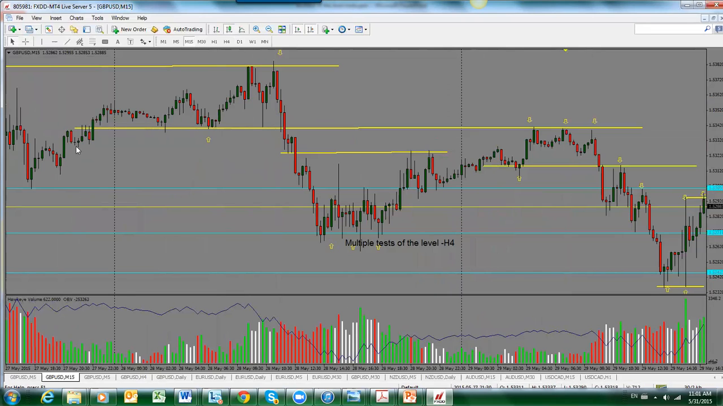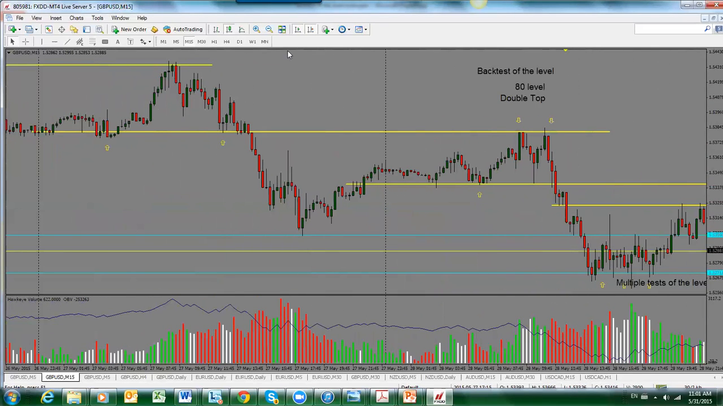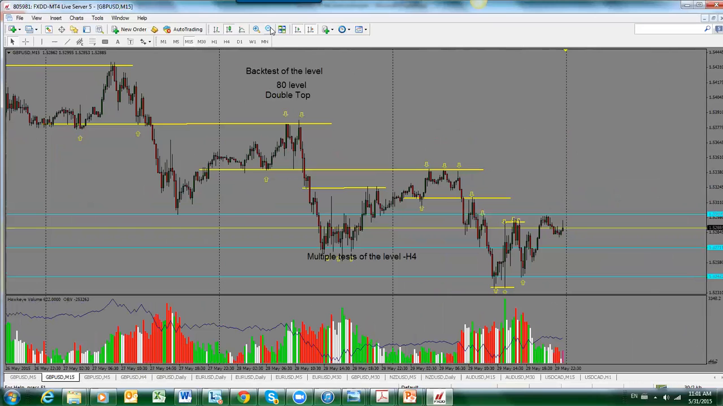So let's look at this. See, price was going up here. Sorry, let's actually pull back to see what's really going on. Okay, so I have marked an 80 level. Let me see if I can share that with you. Yeah, this is the 80 level. Okay, so let's start with the 80 level first.